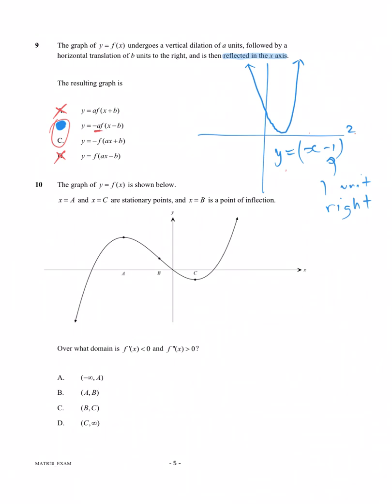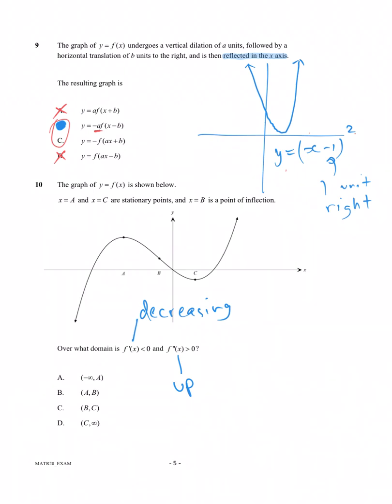Question 10, we've got what appears to be a cubic function. We've got 2 turns at A and C, stationary points, and a point of inflection at B. So we want to know where is f dash x less than 0 and where is f double dash x greater than 0. So f dash x is less than 0 means I am decreasing, and f double dash x is greater than 0 means I'm concave up. Okay, so let's have a look here where those 2 things are happening.